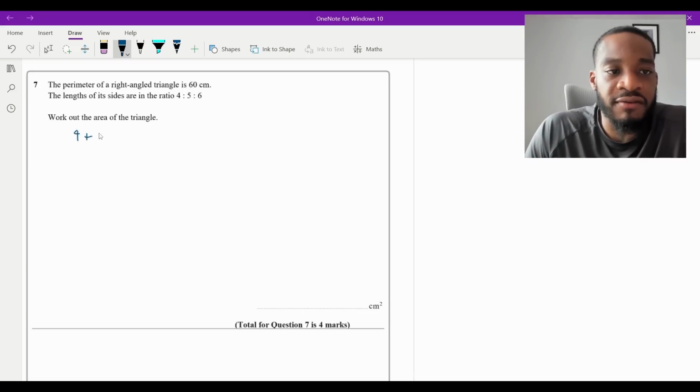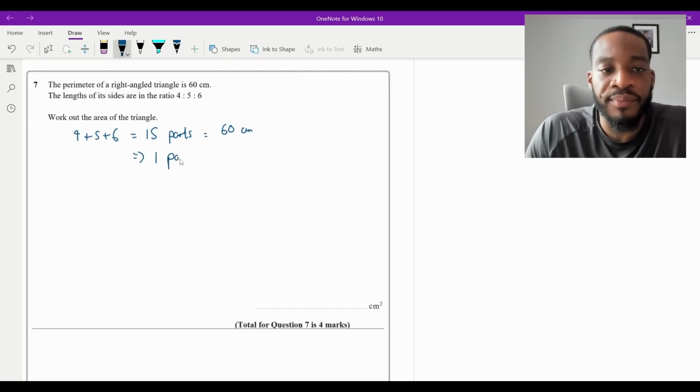So 4 plus 5 plus 6, that's just 9 plus 6, which is 15. So there are 15 parts in total, and this has to represent the 60 centimeters, right? So now I know that 15 parts is 60 centimeters. That will allow me to figure out what one part must be. So how many times does 15 go into 60? It's going to be 4 times, right? So if I divide both sides by 15, I'm going to get one part must be equal to 4 centimeters.